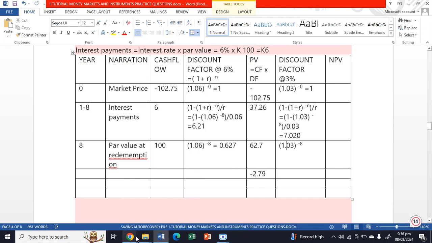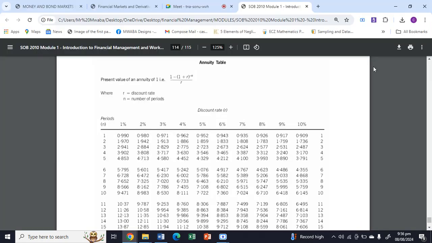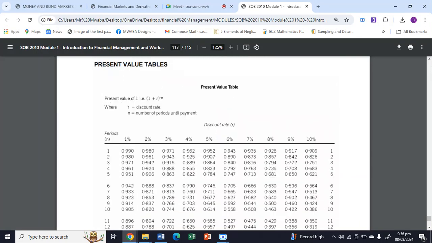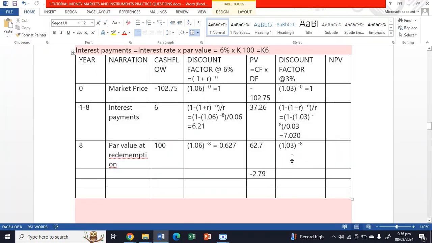Then 1.03 to the power negative 8. Here we come to our present value table. 3%. Number of periods 8. So we go 1, 2, 3, 4, 5, 6, 7, 8. 0.789. So we do the process again.